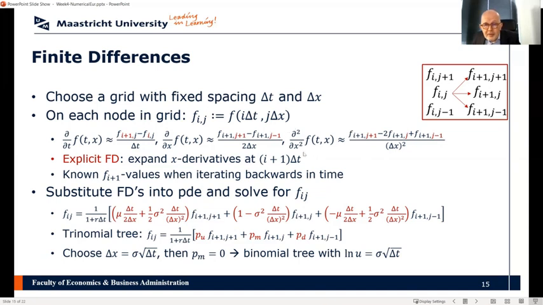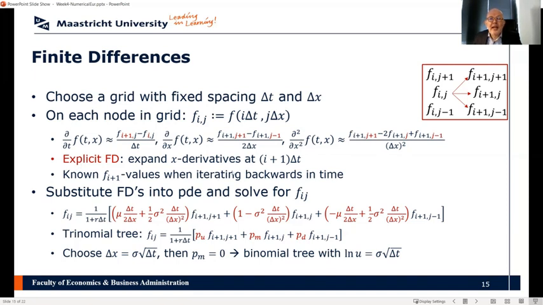And my second derivative, if you remember that from your numerical analysis course, can be evaluated by taking f in the point j plus 1 minus 2 times f in the point j plus f evaluated in the point j minus 1, and I have to divide that by delta x squared. So these are the finite difference approximations of the time derivative, the x derivative, and the second derivative in the x direction.